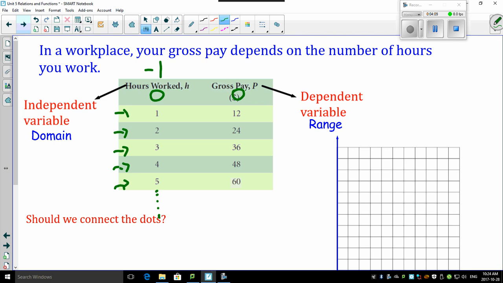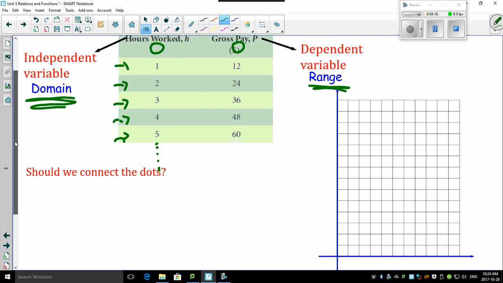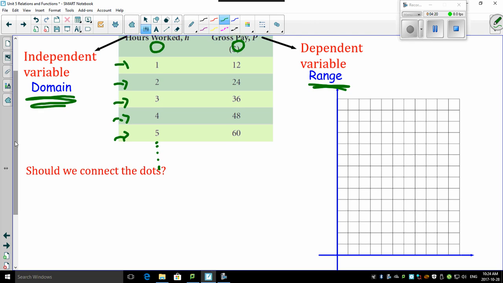Now, here's your independent variable. There's your domain. Here's our dependent variable. Here's our range. Now, here's our graph. Right over here. So, here's our x, which we're going to call the hours of work.